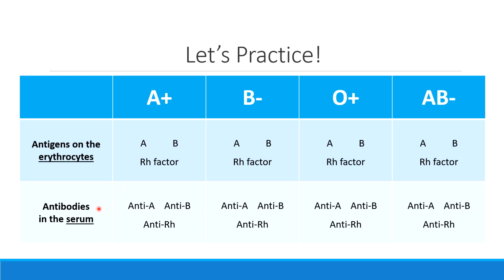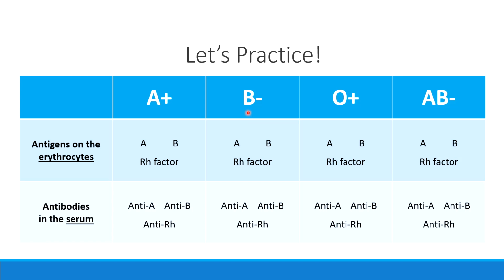When I look at their serum, at the antibodies they have, having A proteins is normal for them. They're not going to have antibodies for A. Having B is not normal. They're going to have those antibodies against B. And having Rh is normal for them. They're not going to have anti-Rh antibodies.